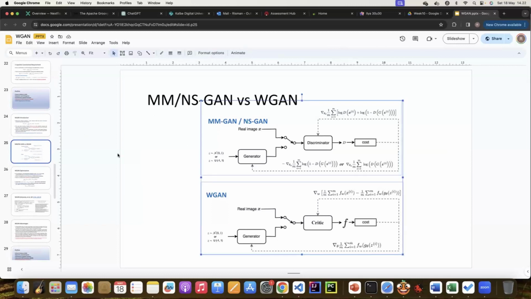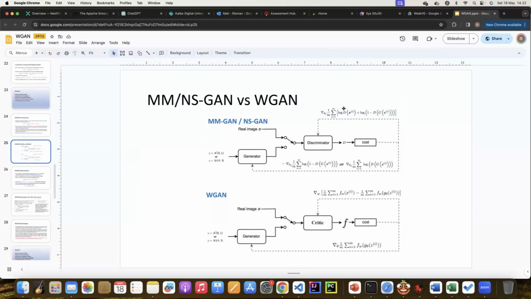If we compare the concept in Wasserstein GAN, we still have a generator like in GAN or NS-GAN. What is the difference here? They call the discriminator, which is also implemented as a neural network, the critic function. And what else is different here? We no longer use the logarithmic or entropy-based Kullback-Leibler divergence, but we use something simple like this.